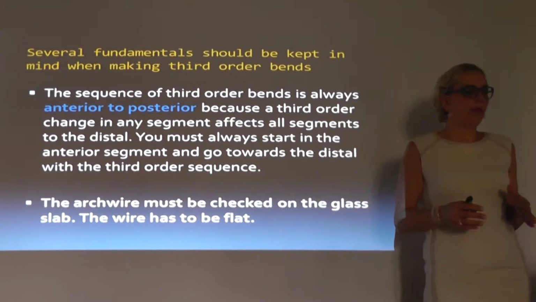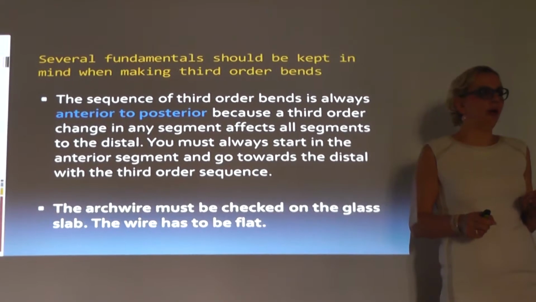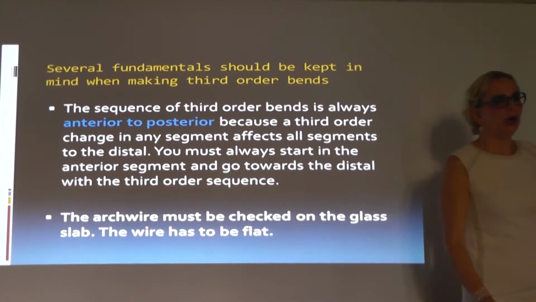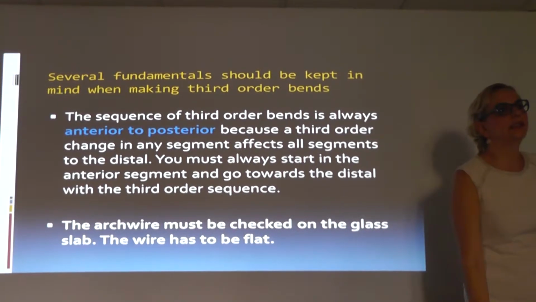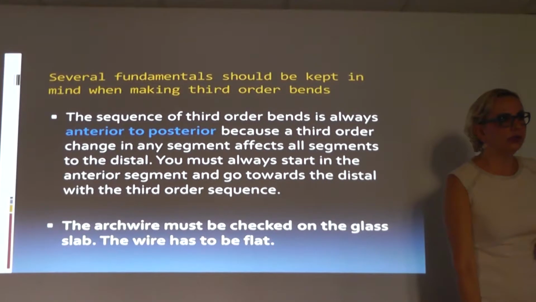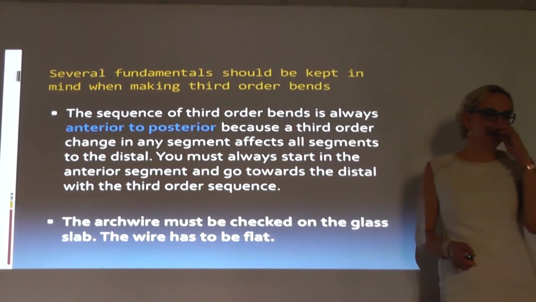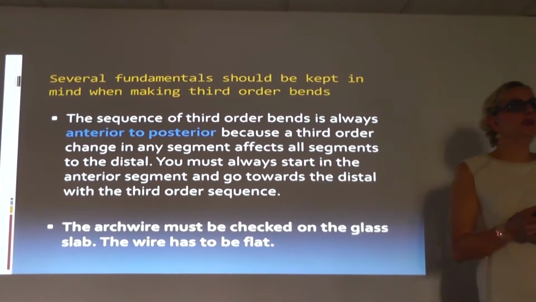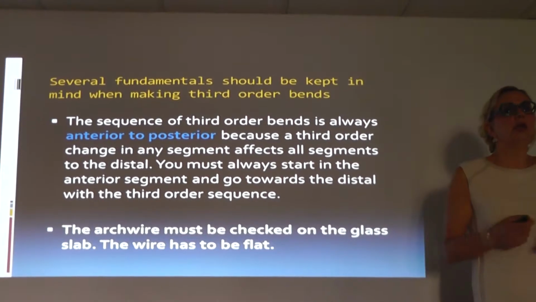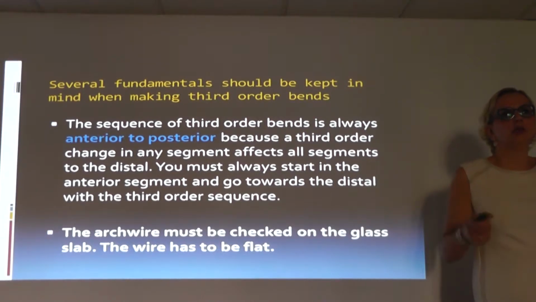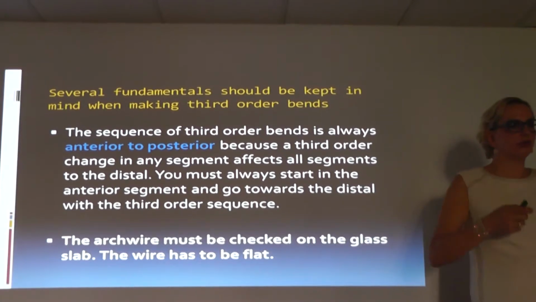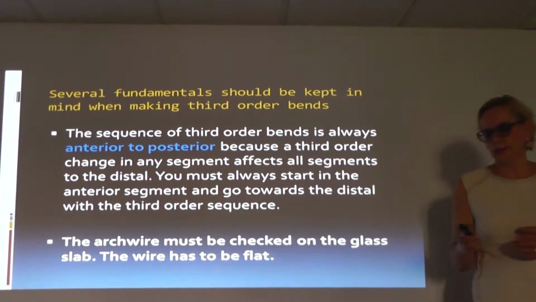The arch wire must be checked on the glass every time. Every time we do bends, we do torque, we have to check our arch wire. It has to be flat. It has to lie on the table surface. It has to be flat, because if it's not flat, you have uncontrolled movement. You don't have torque, you have uncontrolled movement. If you introduce uncontrolled movements in the arch wire, you will get intrusion or extrusion or something you don't want.